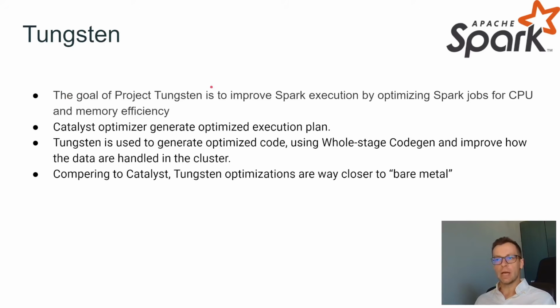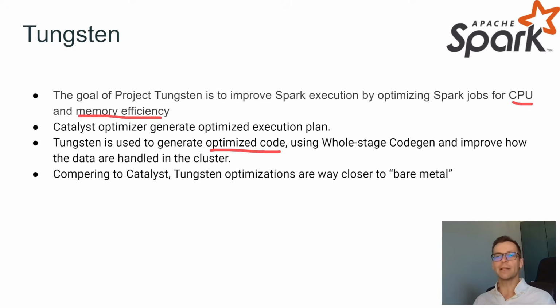Tungsten is a bit of a different beast. The goal of Project Tungsten is to improve Spark execution by optimizing Spark jobs for CPU and memory efficiency. So the Catalyst optimizer, as we have seen before, generates an optimized execution plan. Tungsten, on the other hand, is used to generate optimized code using whole stage codegen, which we have seen many times in the execution plan already, and improves how the data is handled in the cluster.